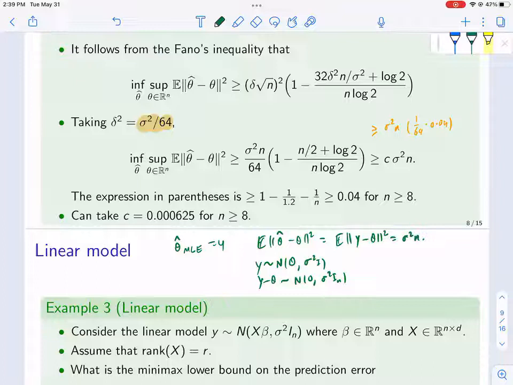Yes, it is. But the point of this is that no estimator, including James-Stein, can do better than this. The MLE does like that. So the risk is sandwiched between a constant times sigma squared n and another constant times sigma squared n. So the difference asymptotically is in the constants, okay?